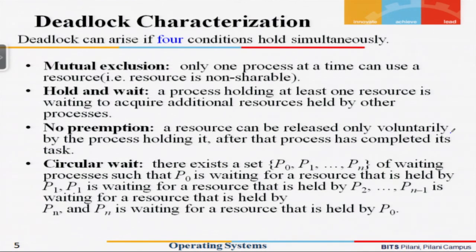So we say that deadlock can be characterized by the 4 conditions, and all these 4 conditions must hold simultaneously, then only can the deadlock occur. Otherwise the deadlock cannot occur in a system.